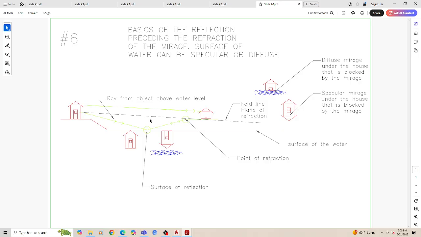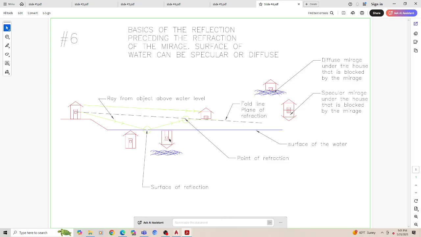Now, this fold line or plane of refraction is going to do 2 things. It's going to prevent us from seeing anything below the window. So the window on the door, I'm illustrating here that we are only going to be able to see from this point up, regarding the fold line or the plane of refraction.